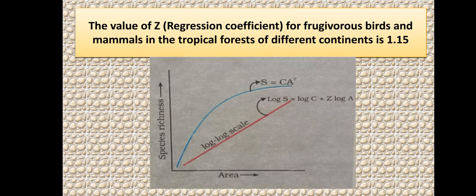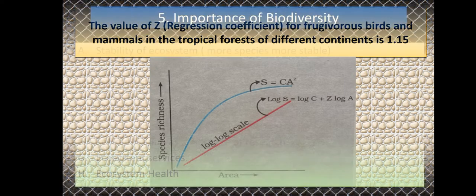You are looking here at the graph of species area richness. The value of Z, that is regression coefficient, for frugivorous birds and mammals in a tropical forest of different continents is 1.15. You are looking here at the blue line, which is the rectangular parabola, and the red line, which is the straight line, and this is the logarithmic scale of species area relationship.